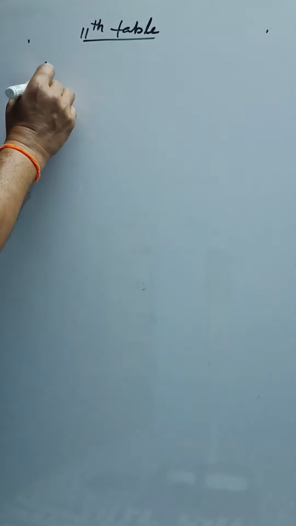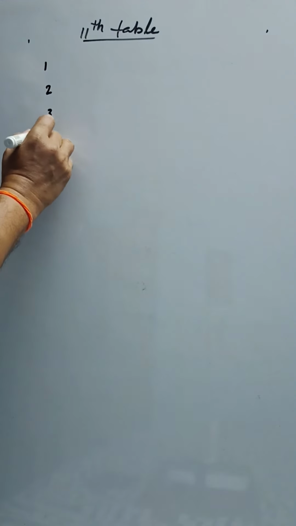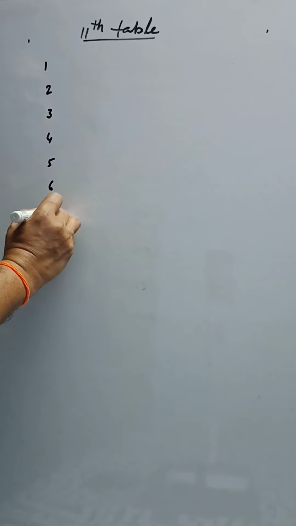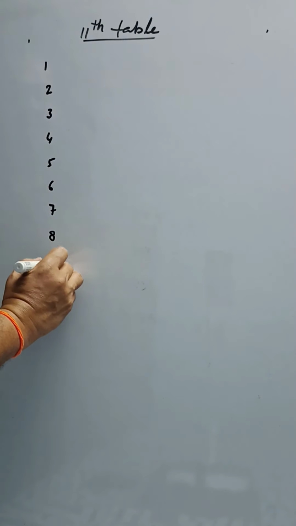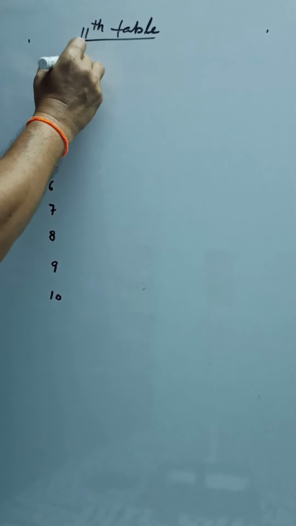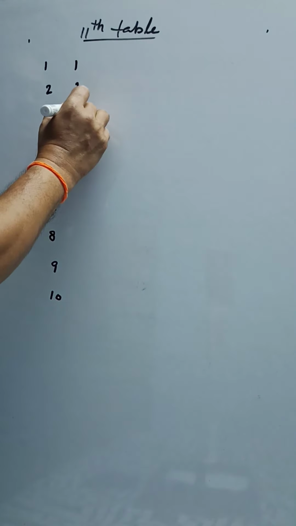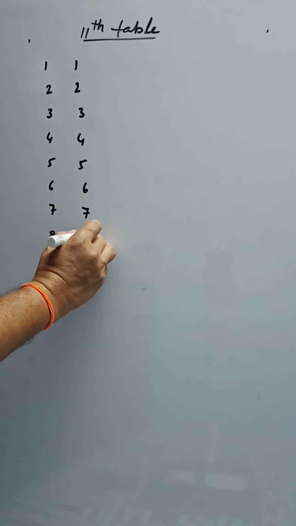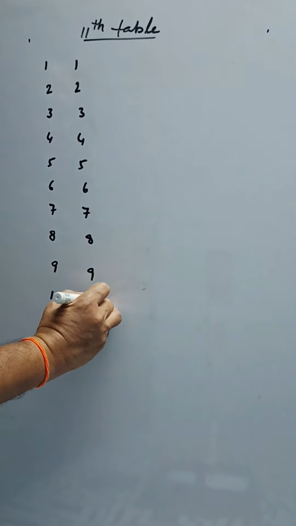In the 11th table we have two places, ones place and tens place. Ones place is 1 and tens place is also 1. So write one table first. 1 ones are 1, 1 twos are 2, 1 threes are 3, 1 fours are 4, 1 fives are 5, 1 sixes are 6, 1 sevens are 7, 1 eights are 8, 1 nines are 9, 1 tens are 10. Similarly write one more one table. 1 ones are 1, 2, 3, 4, 5, 6, 7, 8, 9 and 10.